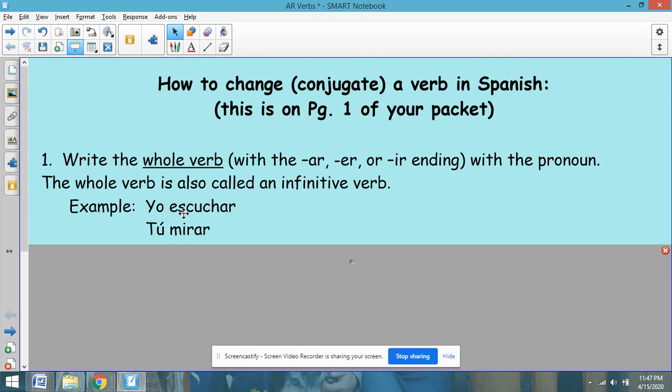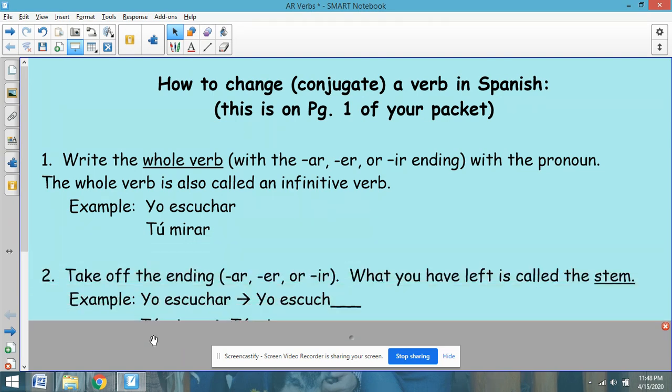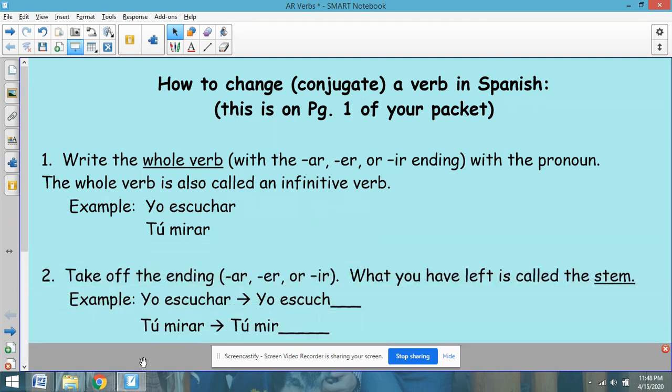So I can't just say yo escuchar, that's I to listen. I want to say I listen. You don't just say tú mirar, you to look. You say you look. So we're going to have to change these verbs. When you conjugate your verb, you take off the AR and then you put on the new ending to help you show who's doing the action.